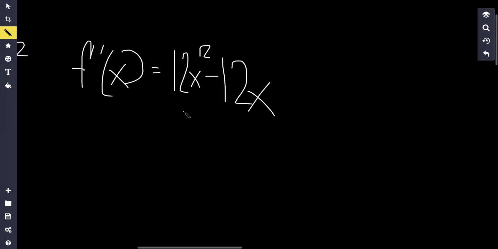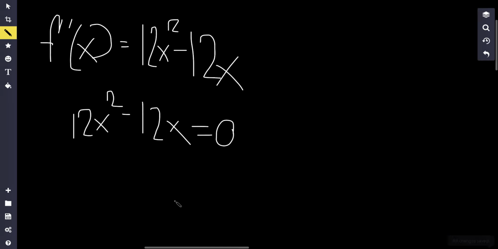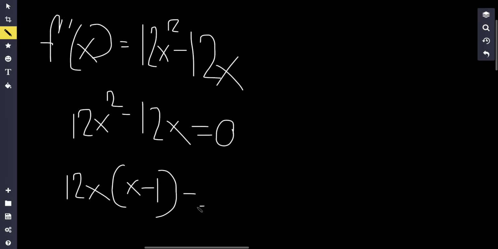Now, remember, to find inflection points, what you do with the second derivative is set it equal to 0. So 12x squared minus 12x, you set this equal to 0. How do we do this now? To find the values of x that make this equal to 0, the first thing I notice is that there's a 12x squared and 12x right here. So I can factor out a 12x from both terms, and I get 12x times x minus 1, and this is going to be equal to 0.